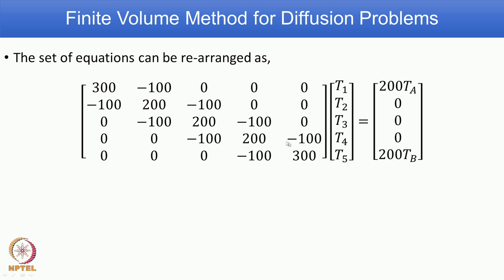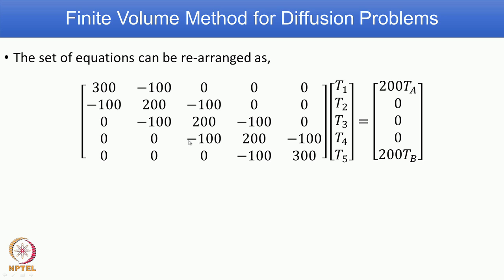This is the main diagonal. Then you have one diagonal following the main diagonal, just above, that is called the super diagonal. In this case it is minus 100, minus 100, minus 100, minus 100. Similarly, there is one diagonal immediately below the main diagonal, minus 100 and so on. So, you get a structure known as a tri-diagonal matrix: one main diagonal, immediate super diagonal and immediate subdiagonal.